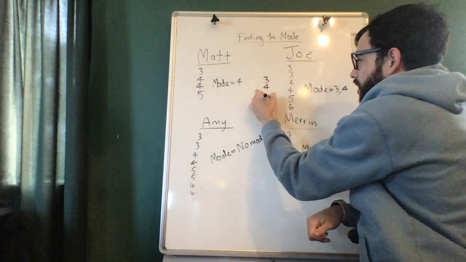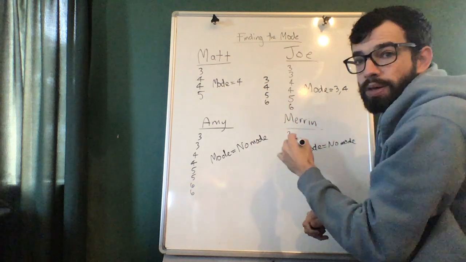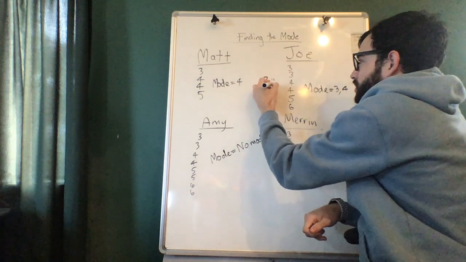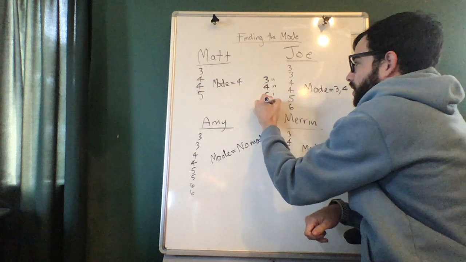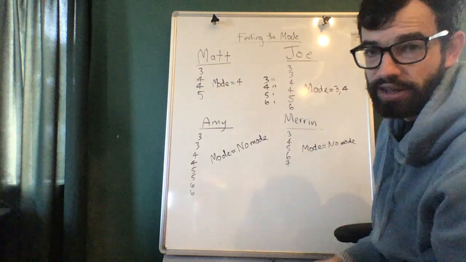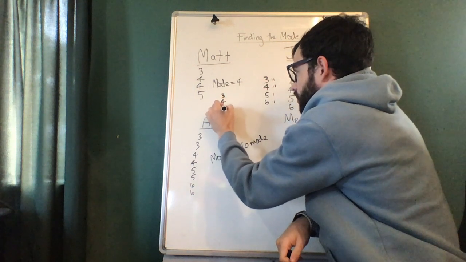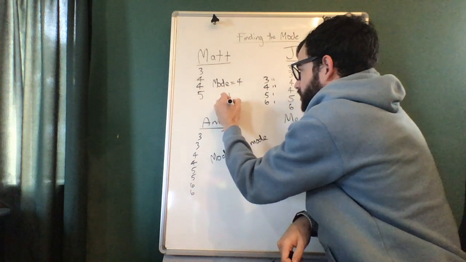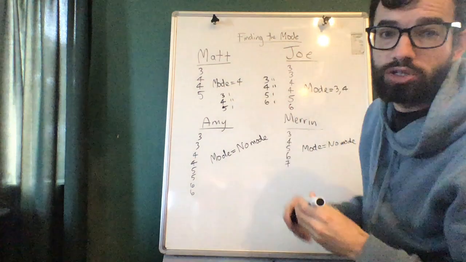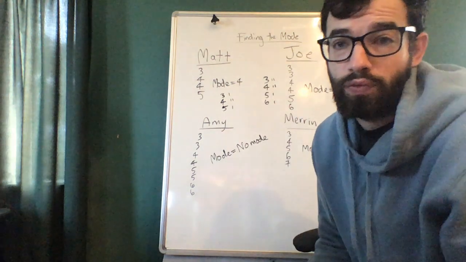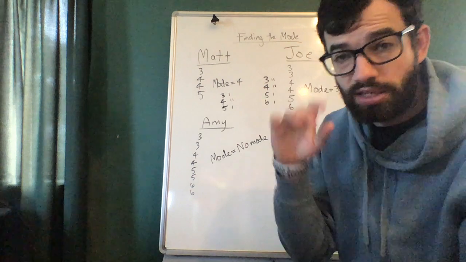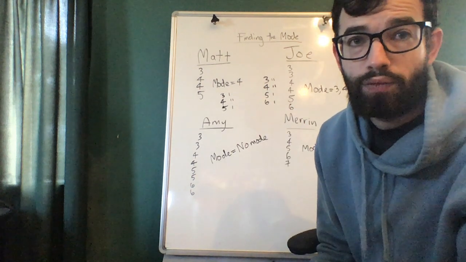There are 3, 4, 5, and a 6 in my set. And you may want to do a bit of a tally chart. There are 2 3s, 2 4s, 1 5, and 1 6. So 3 and 4 are the most common. Or if we look at Matt's here, 1 3, 2 4s, 1 5. So 4 is the most common. That may be a way, if you're finding it a bit hard to keep track of things, to do a little tally chart for your working.